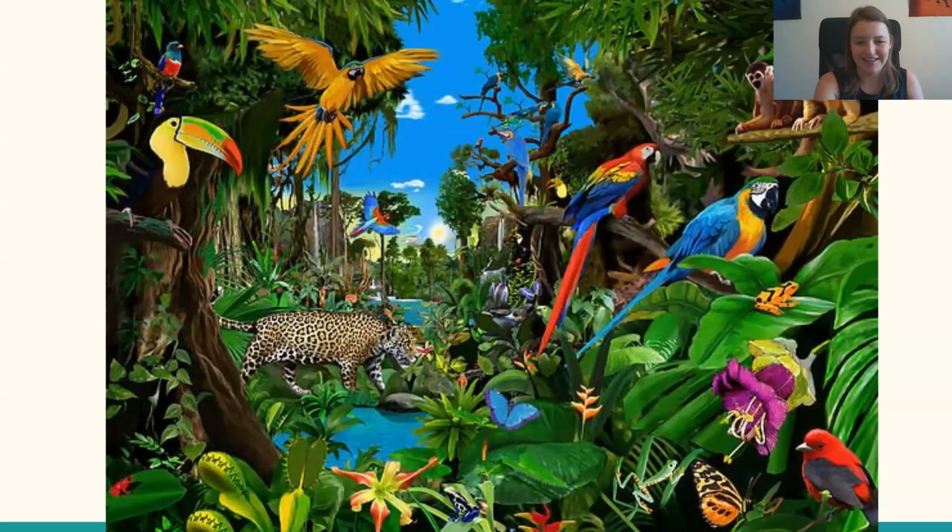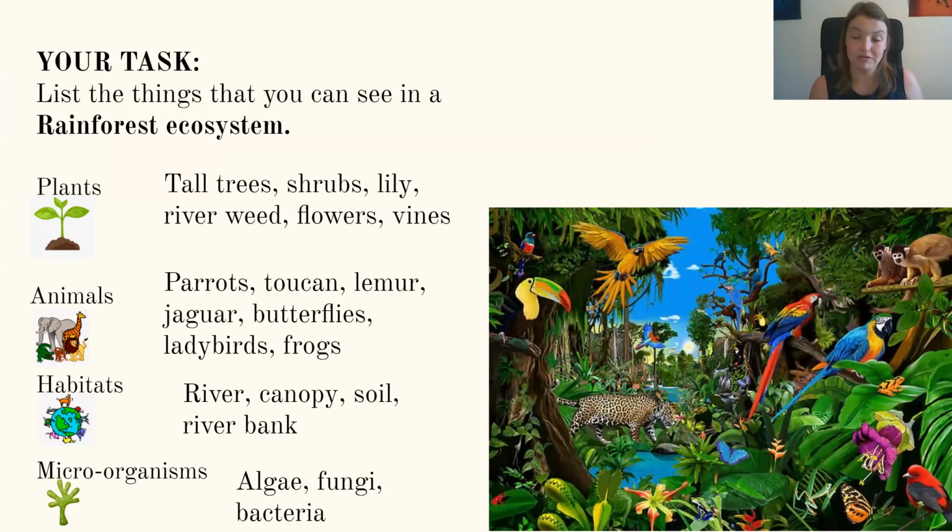Looking carefully at this ecosystem, this group, community of animals, plants, habitats, and microorganisms, what did you find? I found tall trees, tiny shrubs, a lily on that pond. There looked like there was some kind of river weed further in the background, flowers, and vines going up the trees. The animals that I could see, and I'm sure that you will have found different animals, looking really closely now, I've already spotted some different types of frogs and snakes.